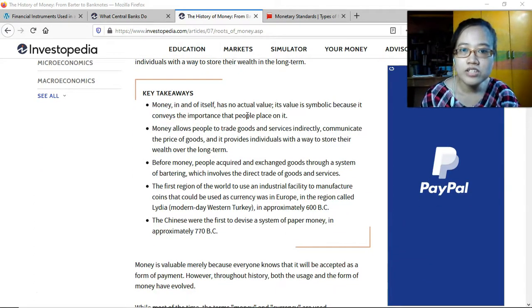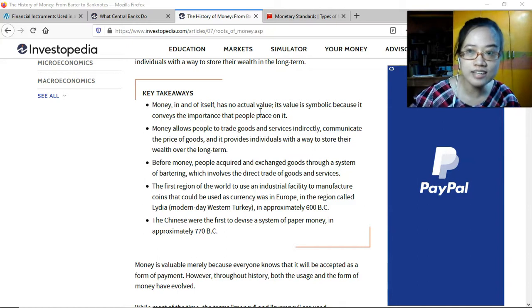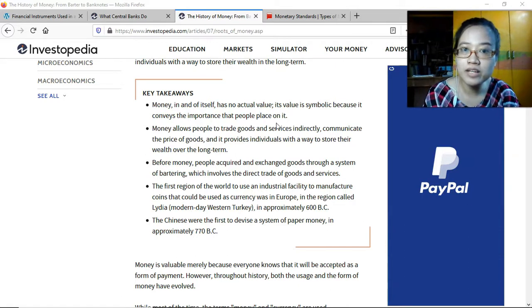Key takeaways: money in and of itself has no actual value. Essentially, it's just a collective agreement between people that this paper bill, this coin, should be accepted as a form of exchange, and that the government is going to monitor or regulate the use of money because they're the ones printing or producing the bills and the coins, right? Its value is symbolic because it conveys the importance that people place on it. So you have your 20 pesos bill and your 100 pesos bill. They're probably made of the same materials, but they have different values. The denominations are there because the government has made it that way, and the people have agreed that those are their values.